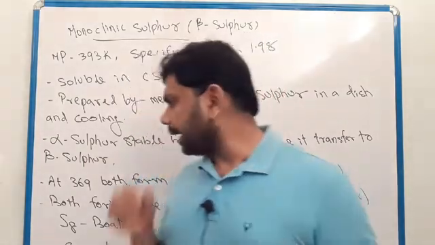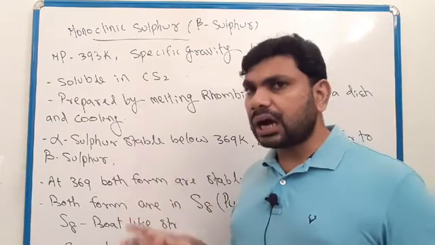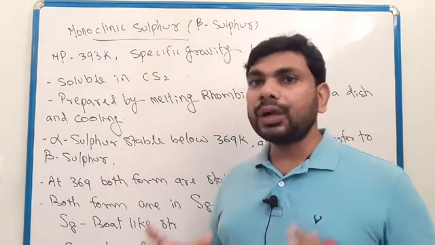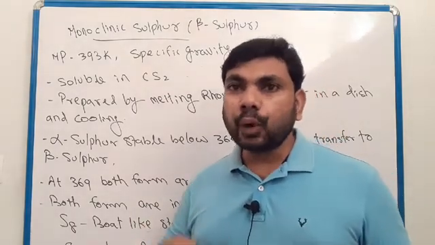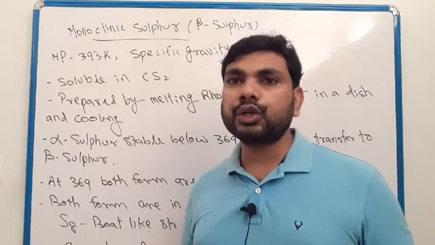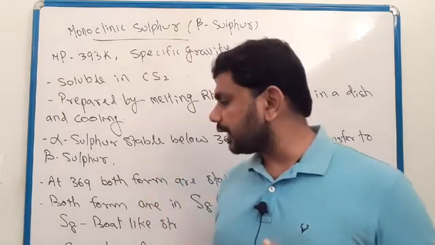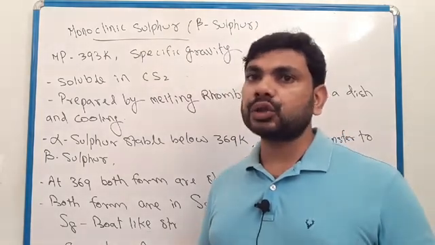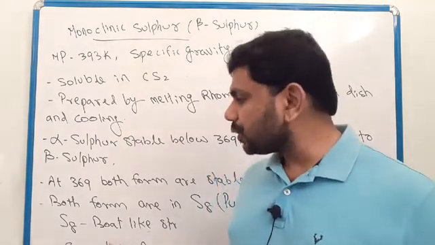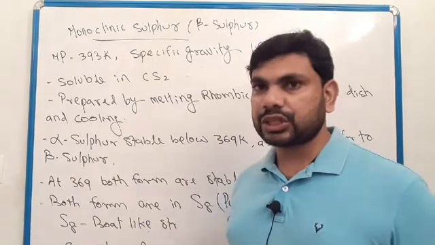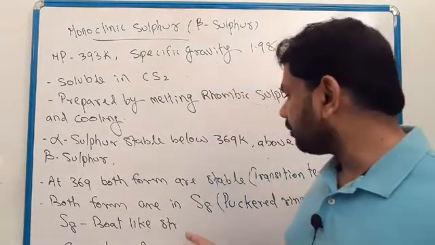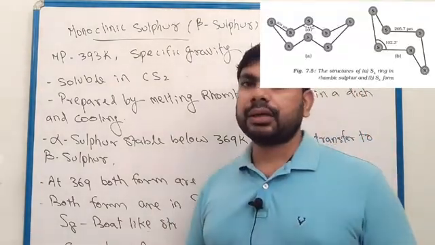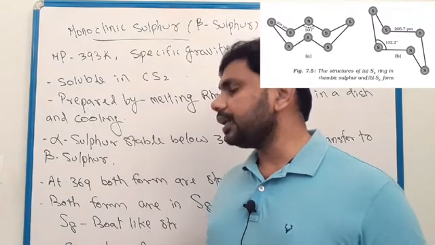Clear? Also we have to understand that both alpha sulfur and beta sulfur exist in the form of S8. Sulfur is a polyatomic molecule, meaning one molecule of sulfur contains 8 sulfur atoms. Both rhombic and monoclinic sulfur exist as S8, which means they have a puckered ring structure. So they are polyatomic in nature.